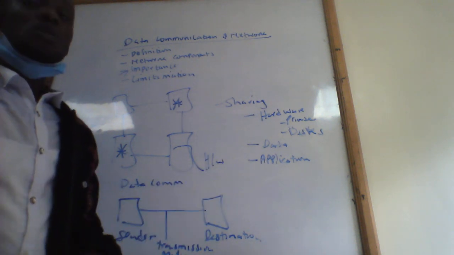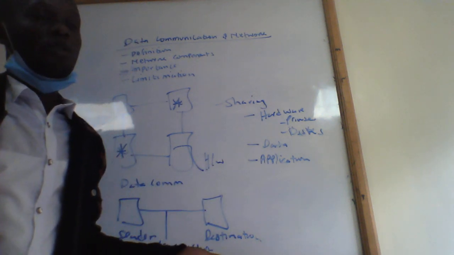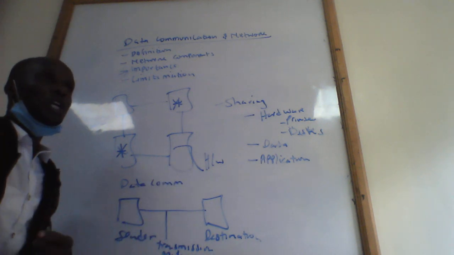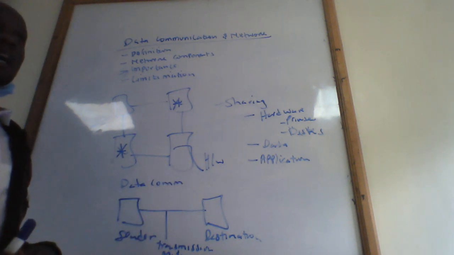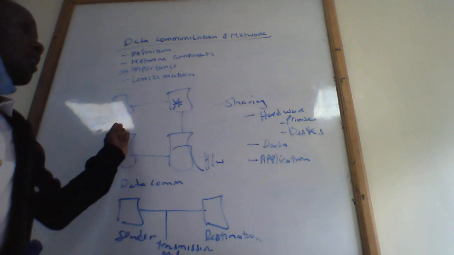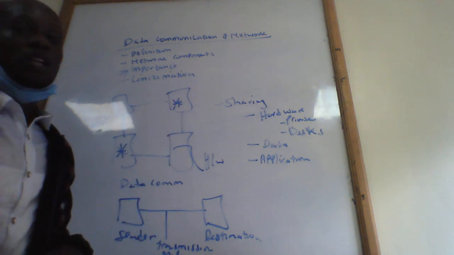Another example of a resource is application programs, which is basically software. I can install one application program on this computer and allow users to use or utilize that program on any other computer on the network.